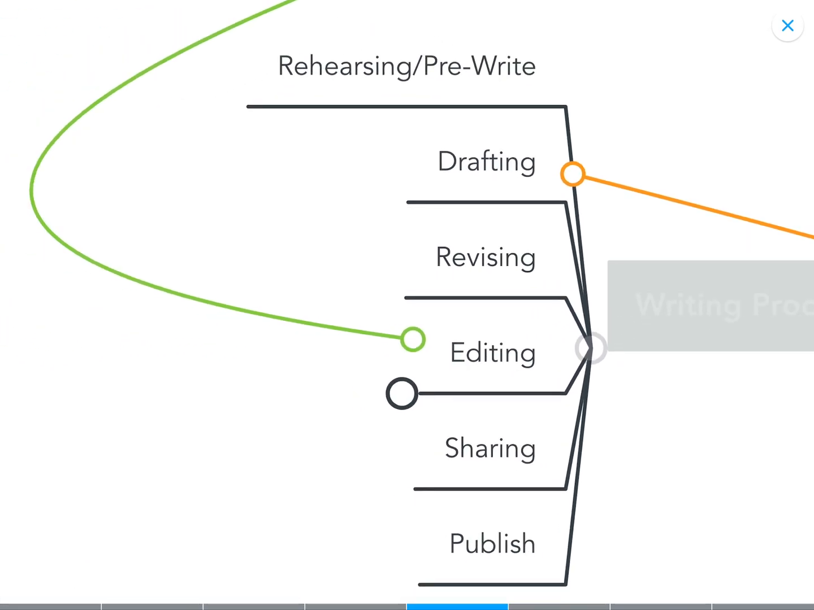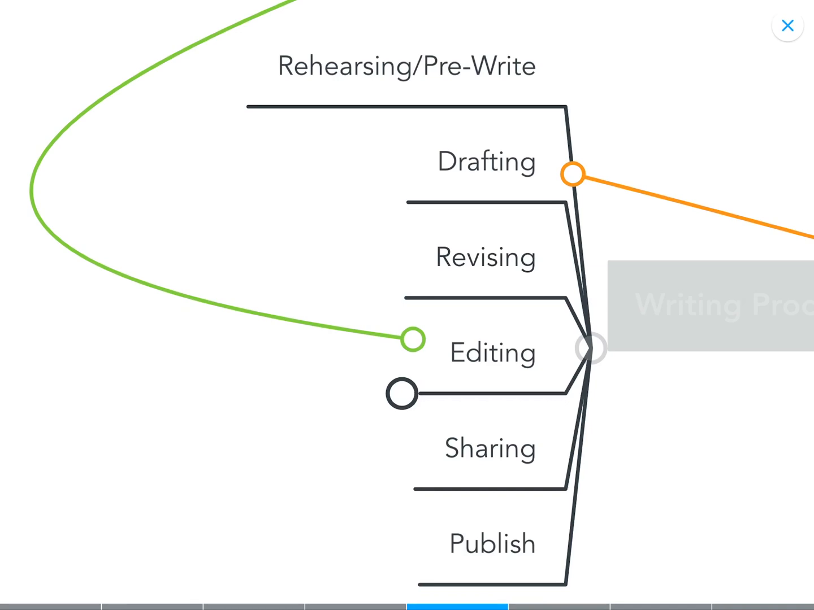Next, we'll be talking about the writing process. It begins with rehearsing / pre-writing, drafting, revising, editing, sharing, and publishing. So, rehearsing / pre-writing, this is the first stage where students are brainstorming and coming up with different ideas and topics for their piece. Drafting is where the students will write everything that they have thought of onto the paper. Revising is when they are moving things around, adding, deleting, or substituting phrases to better their writing.